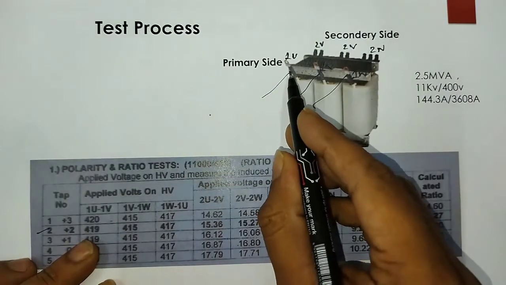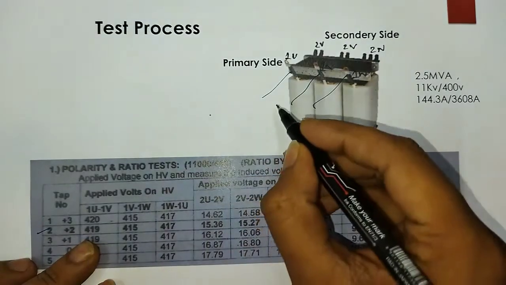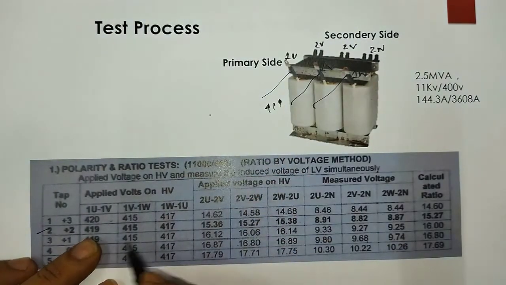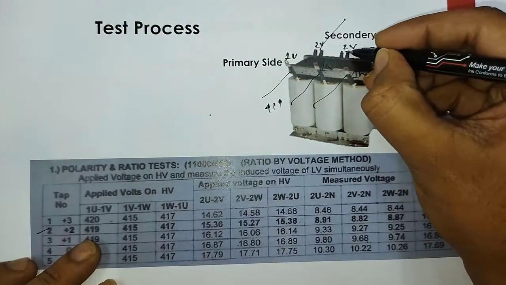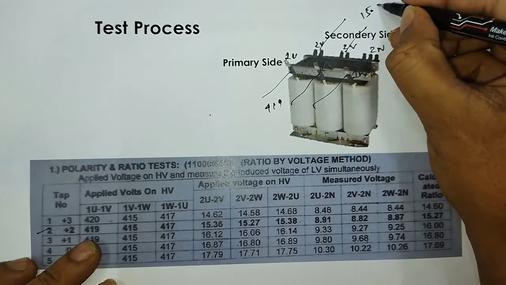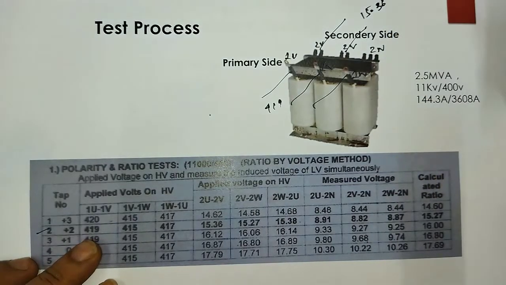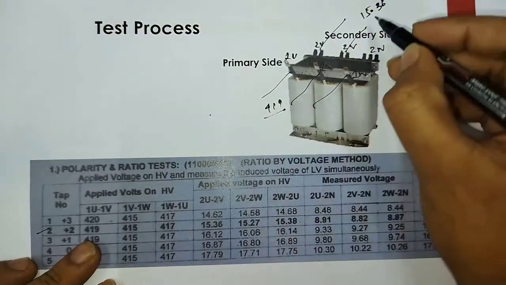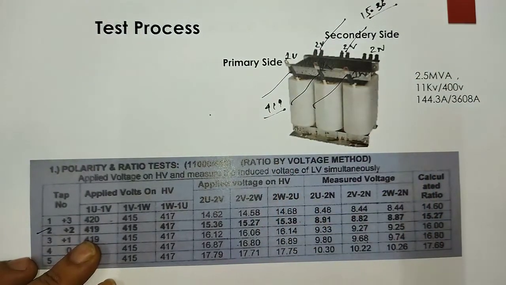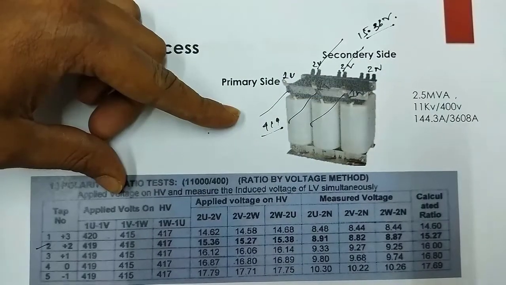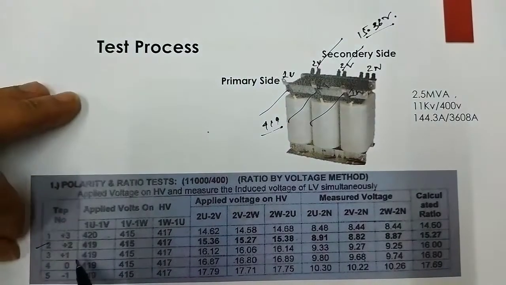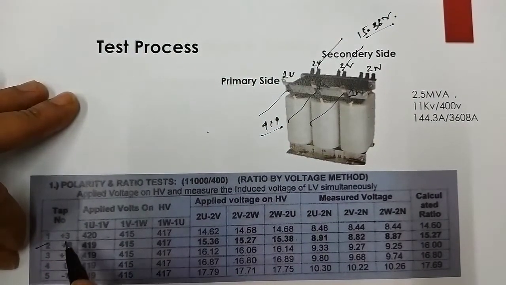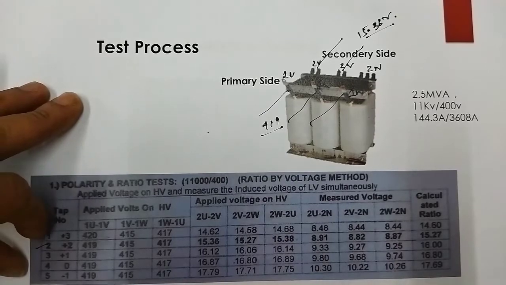So let's say across 1U and 1V we have given 419 volt, and across 2U, 2V we are getting 15.36 volt in these two terminals. So to find out the turns ratio, it is the easiest job. You just divide this voltage by this voltage and you will get the turns ratio. You can get the turns ratios by setting the other tap changing positions also, +3, +1, 0, -1.